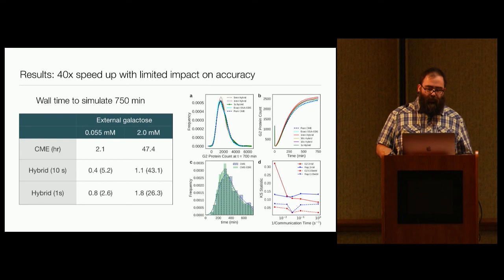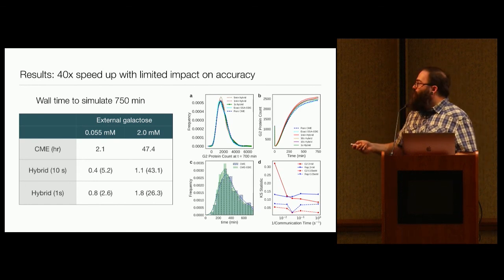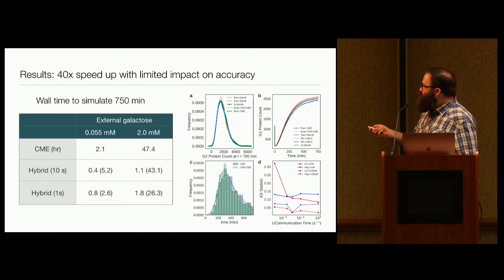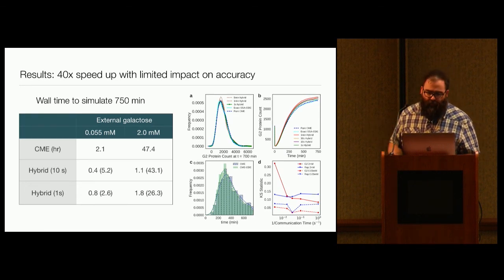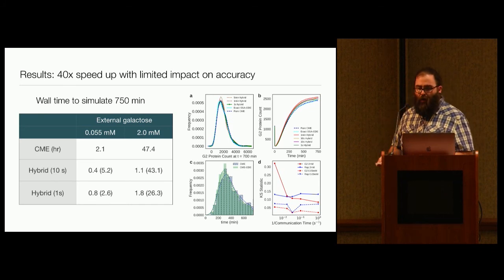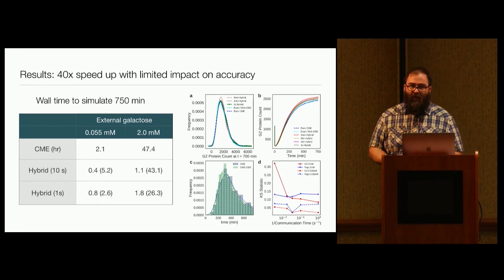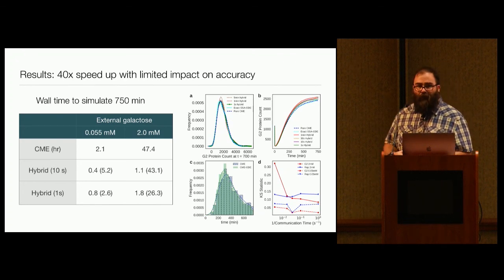But if we do this coupling, we can get about a 40 times speed up with a pretty long-term communication time, and using a much shorter communication time, we still get about a 20 times speed up. So the distribution of transporter counts at steady state pretty much all falls on top of each other for the different communication times and the pure CME simulations. The count as a function of time, the mean count, is very similar. The time that it takes for the switch to reach 80% induction all falls on top of each other. So it looks very promising.